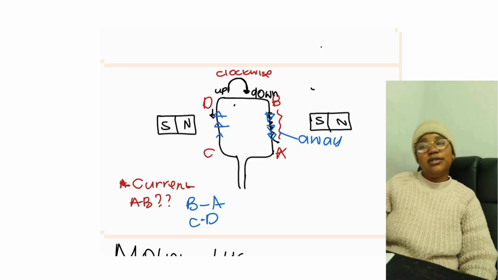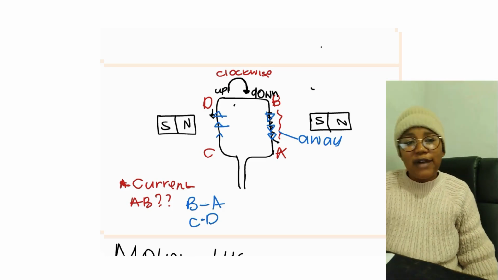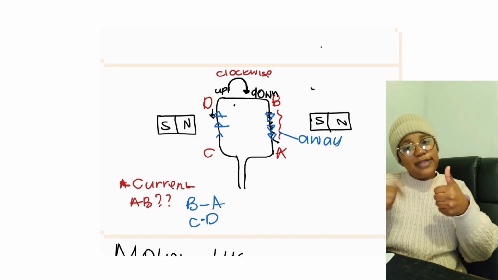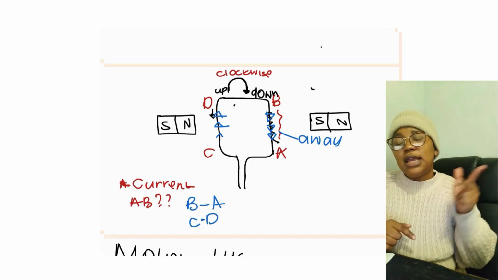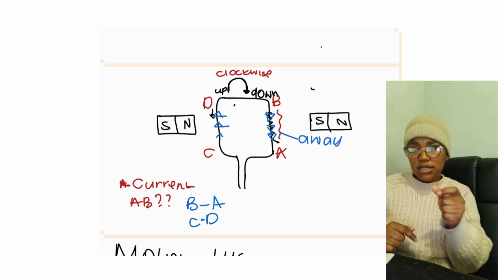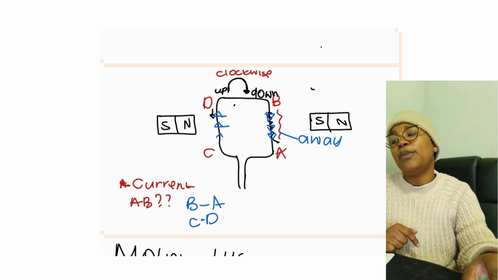That is how you're going to tell the direction of current provided clockwise. Clockwise, thumb up, the side goes up. Thumb down, the side goes down. Into the page, the arrows point into the page. Out of the page, the arrows point down, like out of the page.